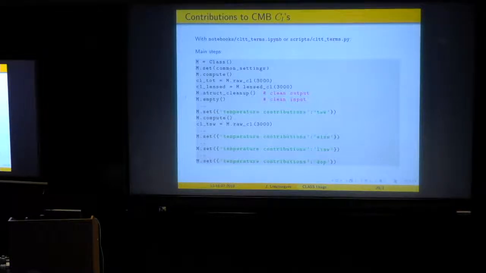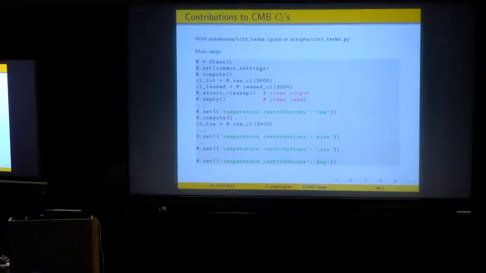And if I would put the list of the 5 here separated by comma, TSW, comma, EISW, comma, etc., I would get the same as before. But I'm allowed to put only 3 or only 2 or only 1. So here we put only 1, we compute, and we extract the contribution to the CLs from this term. And then the notebook does the same with the early, the late integrated Sachs-Wolf, and the Doppler, and then plots each curve on top of each other.